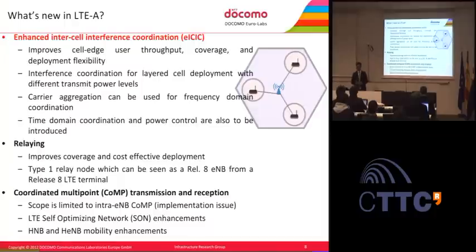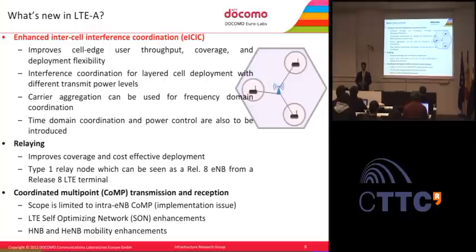So what does that bring about? I don't think I need to tell you this, but it improves the user throughput, particularly at the cell edge, which is very important in LTE. It also improves downlink flexibility. The interference coordination for layered cell deployment with different transmit power levels. This is what we deal with. So we don't have a homogeneous network anymore. We have a heterogeneous network, which means that we have high power cells and we have low power cells embedded within them. And the analysis of interference gets quite complex when you imagine that the low power nodes are just distributed randomly in the network.